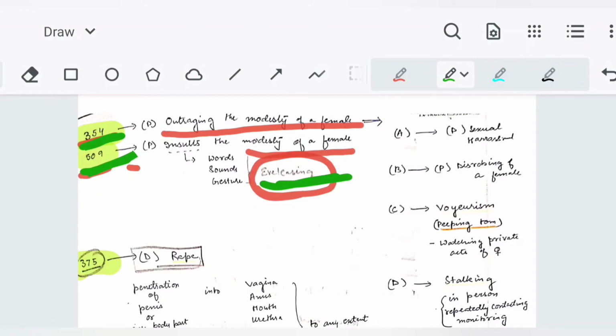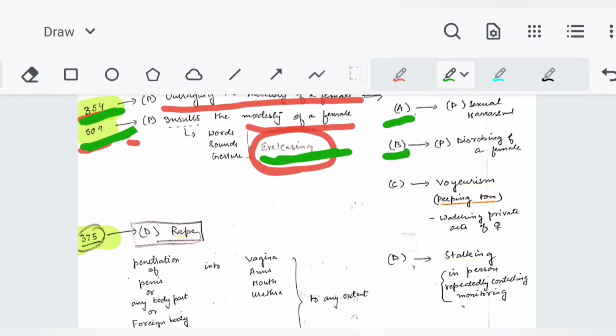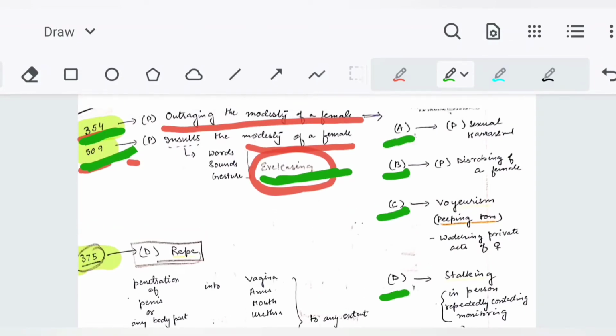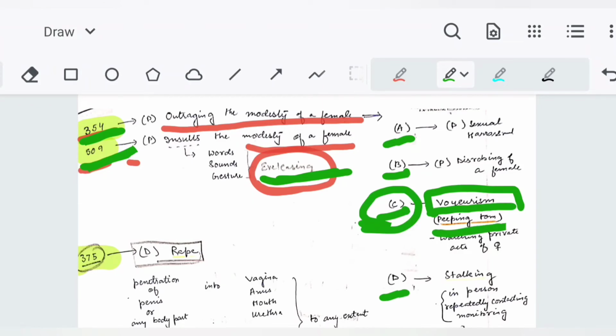Now 354 has many other sections, that is A, B, C, D. So voyeurism comes under 354C. We had already seen this. Okay. Peeping Tom or voyeurism, that is dealt by 354C.